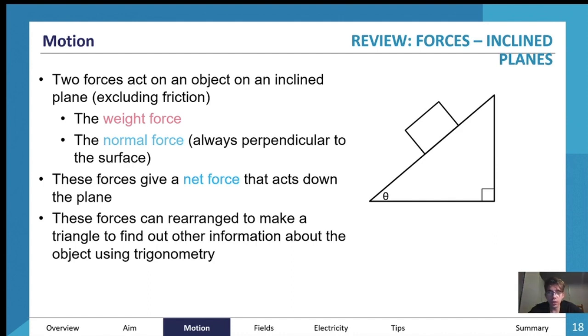So what is an inclined plane and what's the difference with banked tracks? That's something we need to cover. Two forces act on an object on an inclined plane. An inclined plane is basically any surface that is raised at a particular angle, so it's not flat. And usually the forces acting on the object are the weight force and the normal force.